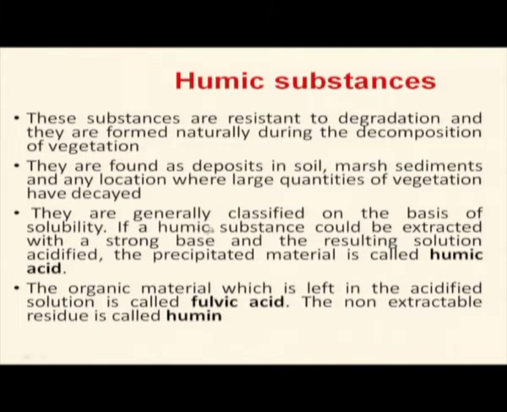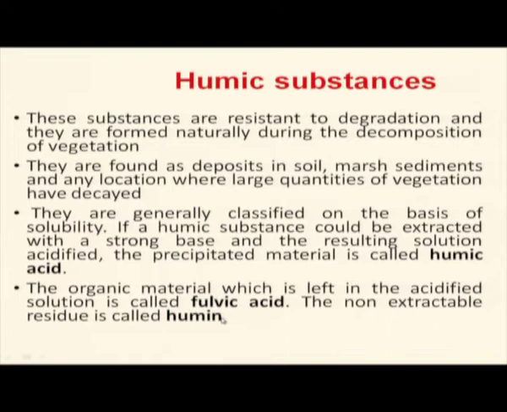They are generally classified on the basis of solubility. If a humic substance could be extracted with a strong base, and the resulting solution is then acidified, the precipitated material is called humic acid. That means humic acids are soluble in a base, and later if we acidify the solution, they are thrown out as an insoluble material. Again, this is not a single compound, it is a mixture of compounds. After this test, the organic material which is left in the acidified solution is usually called fulvic acid, and the non-extractable residue is called humin.